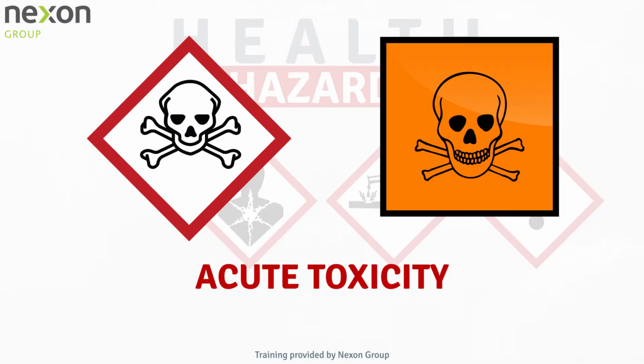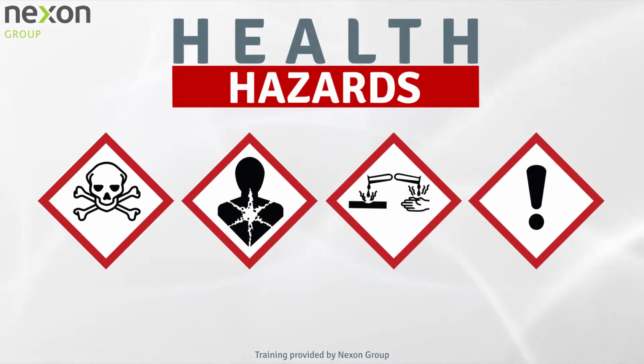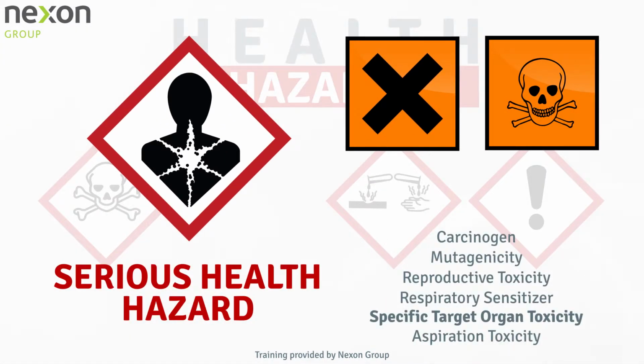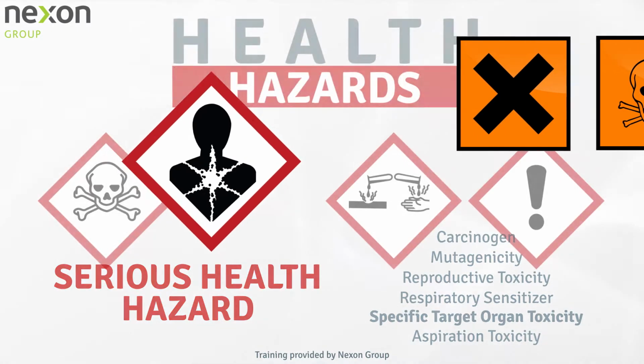Below are the 4 CLP pictograms for health hazards. This is the pictogram for acute toxicity. Below you can see the old DPD orange and black symbol. Here is the pictogram for serious health hazards: carcinogen, mutagenicity, reproductive toxicity, respiratory sensitizer, specific target organ toxicity and aspiration toxicity. This is a new symbol pictogram covering 2 of the old DPD orange and black symbols.